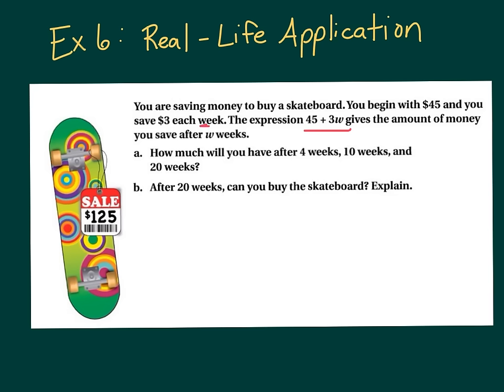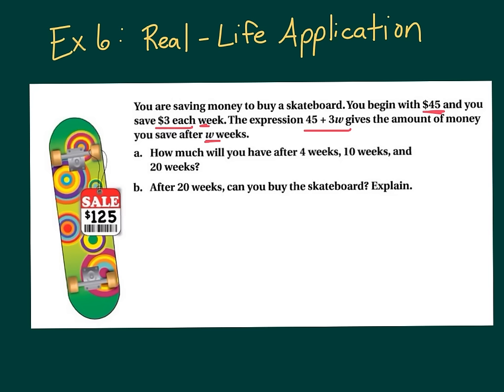Remember, we said variables can be technically any letter of the alphabet, but sometimes we pick one that makes sense. So they picked W for week. So 45 was that original amount they started with, and then it's $3 each week after that. And it says that gives you the amount of money that you save after a certain number of weeks. And we can look at weeks being after the first week, after the 10th week. We can change this expression to see how much money we have after a different number of weeks.